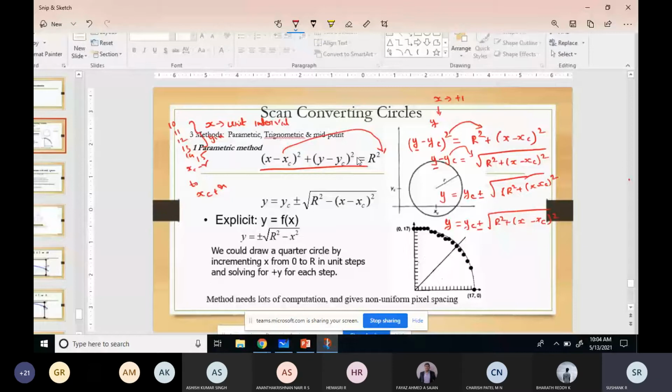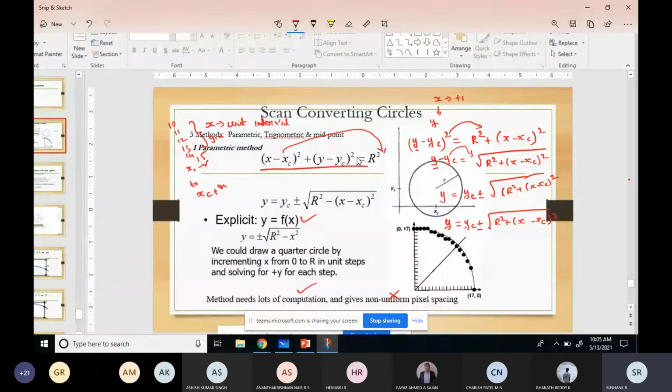But the major disadvantage with this approach, see the function is given by y is equal to f of x, is that it leads to a lot of computation and the spacing of the pixels will not be uniform. You can avoid some computation by changing the x and y axis, but then also a lot of processing will be there.